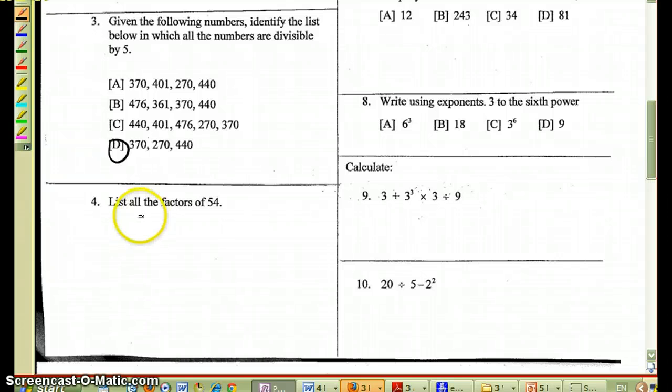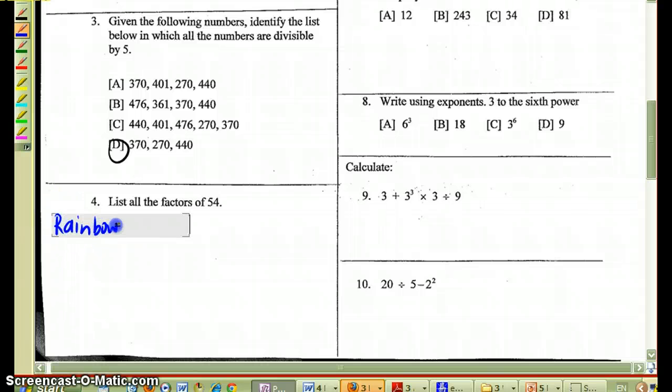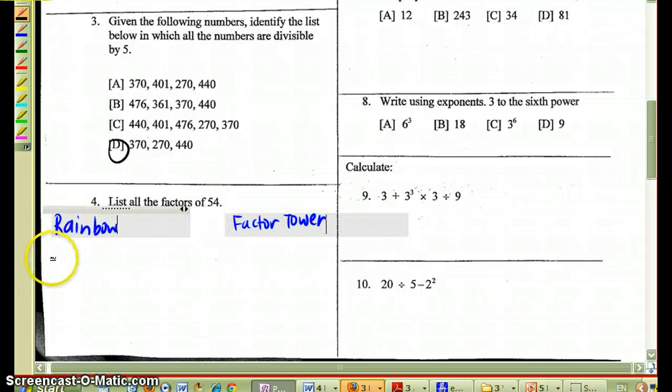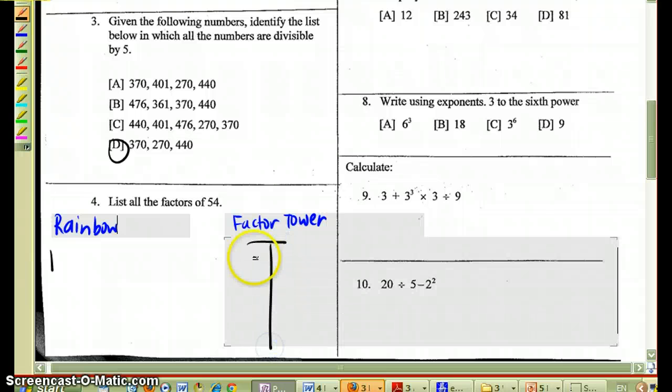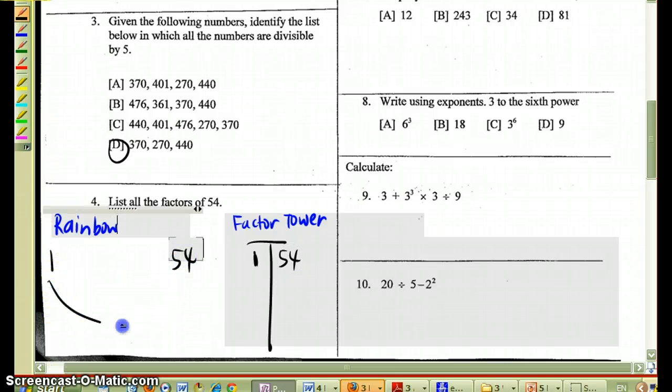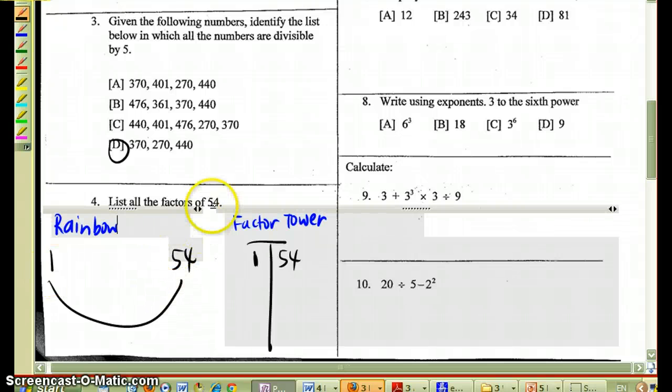For number 4, when you're listing the factors, there's 2 methods you can use. One is the rainbow method. I want you to use one of them, whether it's the rainbow or the factor tower. Okay, so if I use the rainbow, then I would start with the number 1. Just like in the tower, I would start with the number 1. It pairs up with the number 54, so 54 would be my rainbow here. And again, the rainbow method is just to check that 1 times 54 makes 54, and those 2 would be factors, numbers that can divide evenly without a remainder into the number 54.